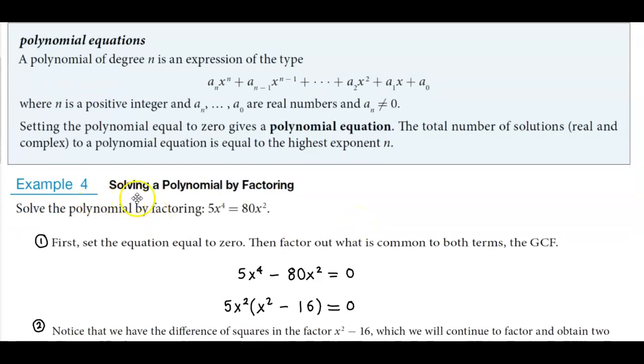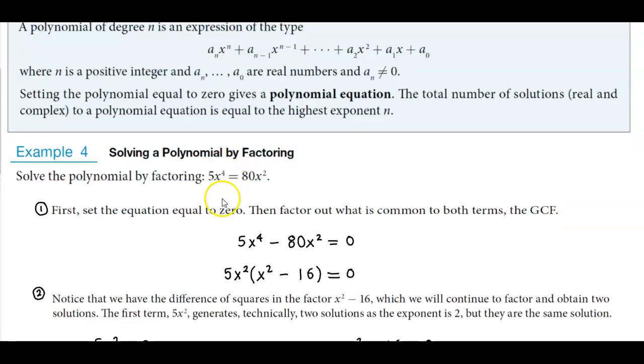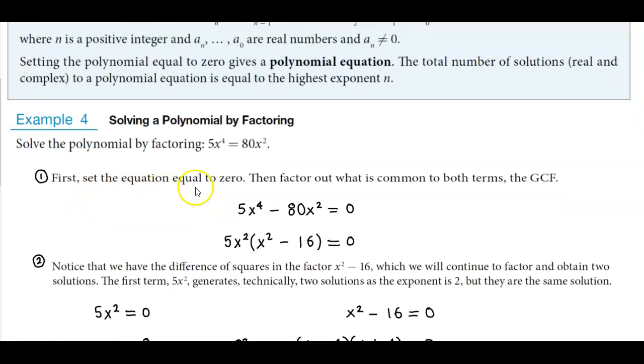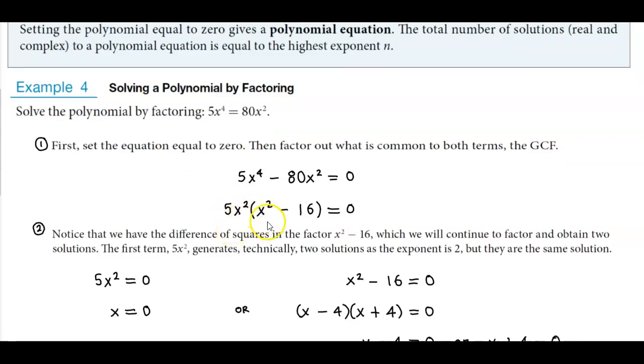So example 4, we're solving a polynomial by factoring. The polynomial equation is 5x to the fourth equals 80x squared. If you look at the highest degree of this polynomial equation, you can see that it's 4, which means we should end up with 4 solutions. The first thing we need to do is set the equation equal to 0 and then factor out what is common to both terms, which is the greatest common factor. Well, we can factor out 5x squared. If we factor out 5x squared, what's left is x squared minus 16 equals 0.